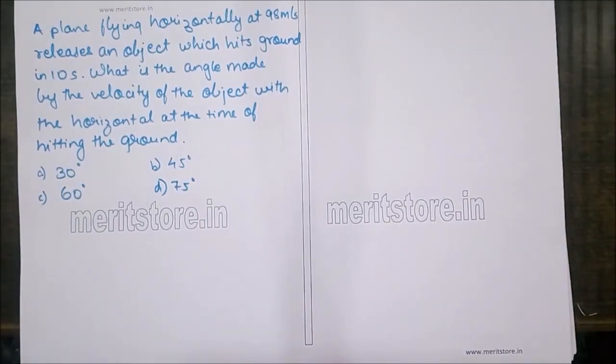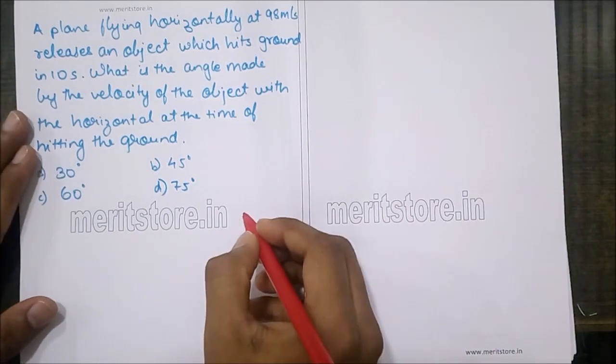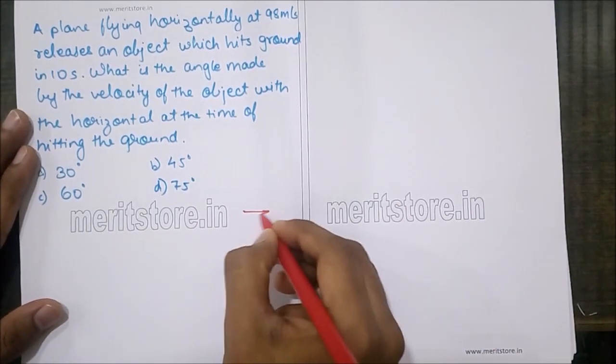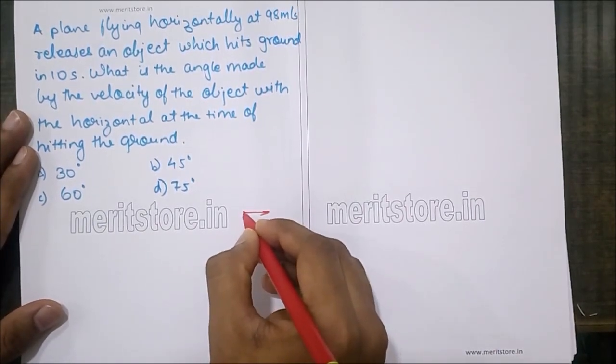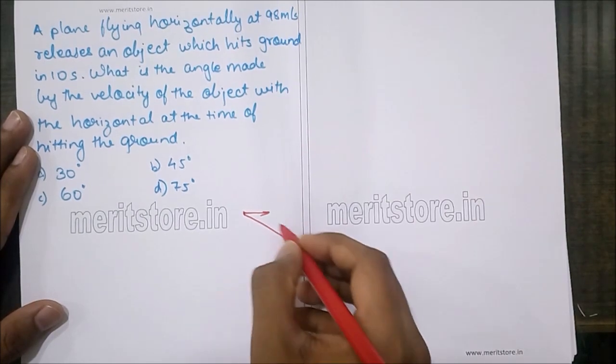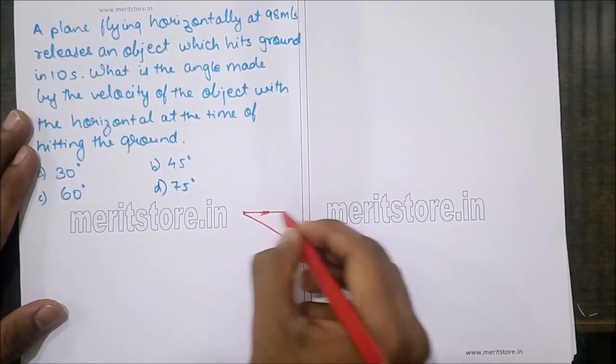A plane flying horizontally at 98 meters per second releases an object which hits the ground in 10 seconds. What is the angle made by the velocity of the object with the horizontal at the time of hitting the ground? The options given are 30 degrees, 45 degrees, 60 degrees and 75 degrees. Let us assume that a plane has dropped a package. So it goes and hits the ground.